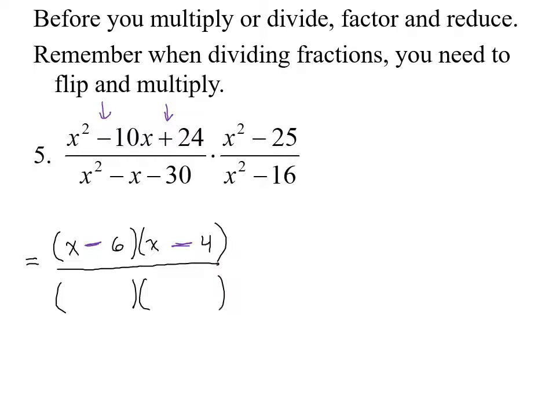On the bottom, this sign tells you that the signs are different. One's got to be a positive, one's got to be a negative. The x squared again is still x times x. You need two numbers that multiply to 30 that either add or subtract to give you 1. I will do 6 times 5, and the 6 is negative plus the x is negative. The bigger number gets the negative.